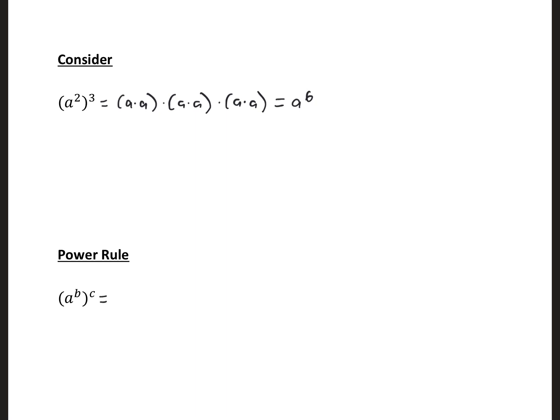If we had a to a power of b raised to a power of c, this results in a to the b times c. If we now go back to our original expression, we could instead evaluate this as a to the 2 times 3, which would again result in a to the sixth.